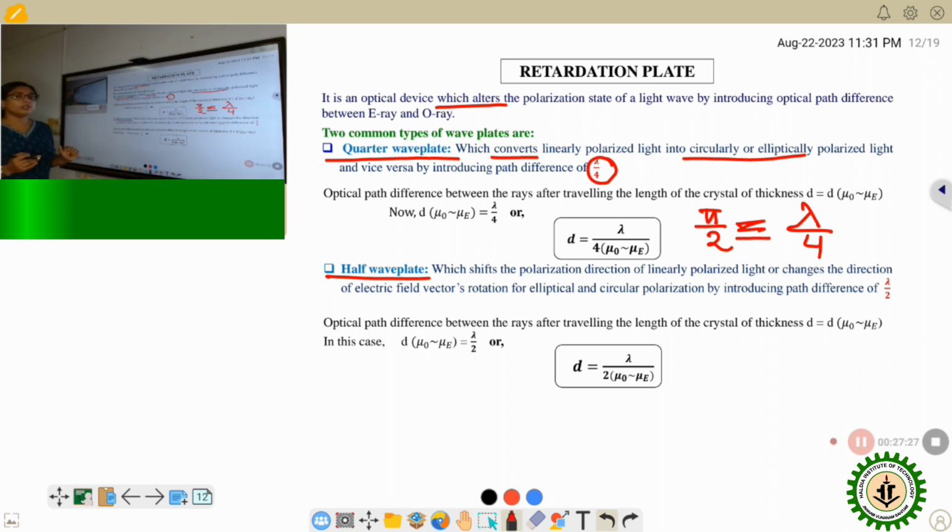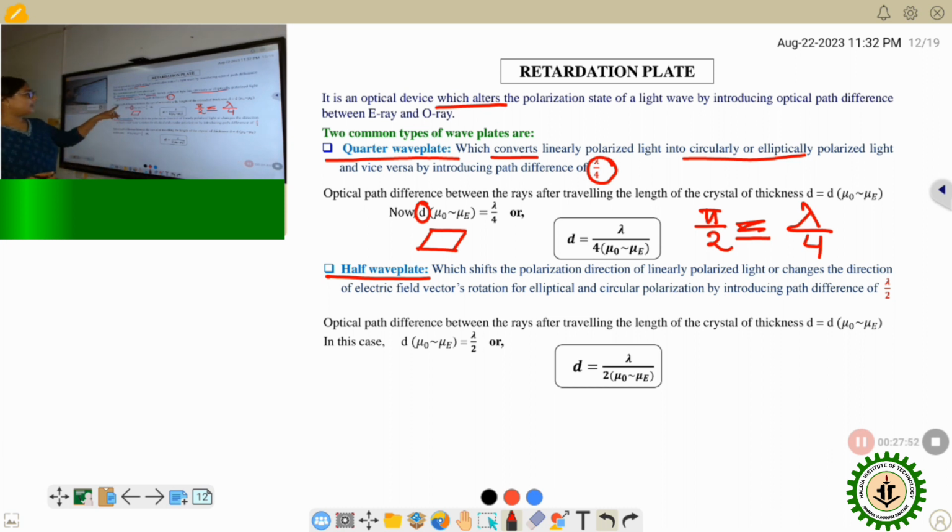Now, how to produce such quarter wave plates? So we have to take some birefringent crystal and make a parallelepiped type of shape from it with a specific width. The width is given by d. So how do we calculate d?